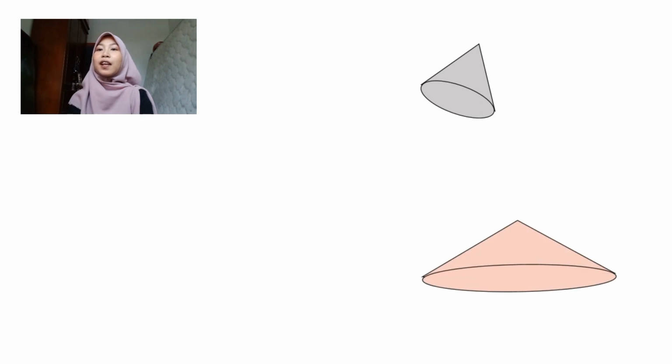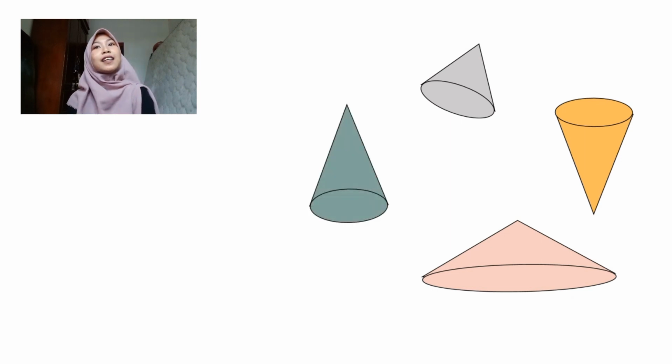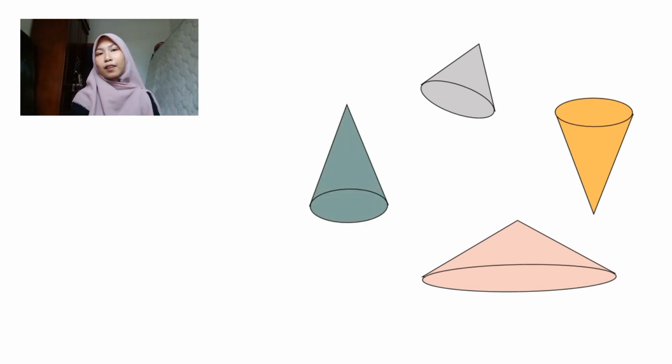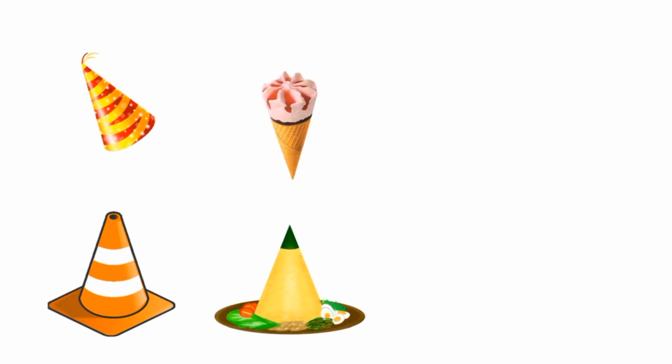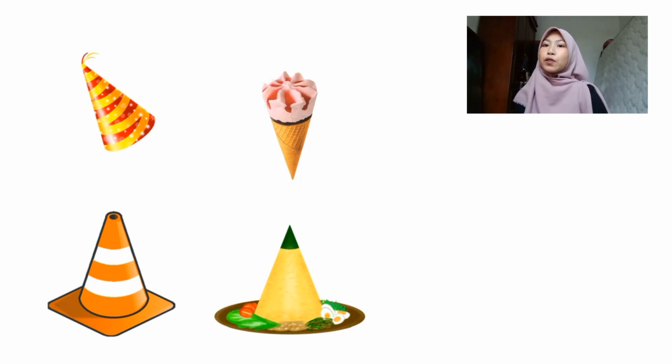Here we have some figures of cones. This one is a cone. This one too, it's a cone. So is this, it's a cone. And this, the last one, it's also a cone. A cone is a three-dimensional solid geometric shape having a circular base and a pointed edge at the top called the apex. So these are examples of cones in real life.